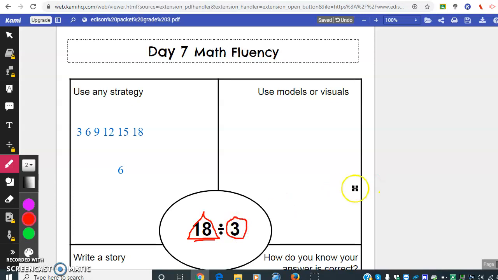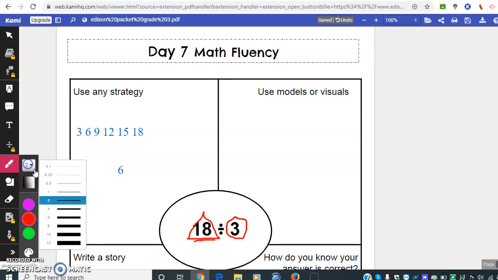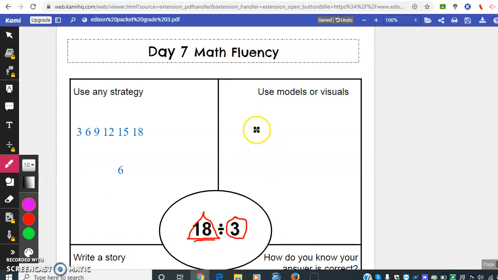So if I were doing a math mountain, we'd be doing 18 divided by 3. 18 is my total, 3 is my groups. I'm just trying to figure out how many are in each group. So let's thicken up my line a lot. And let's make 18 dots. 1, 2, 3, 4, 5, 6, 7, 8, 9, 10, 11, 12, 13, 14, 15, 16, 17, 18.